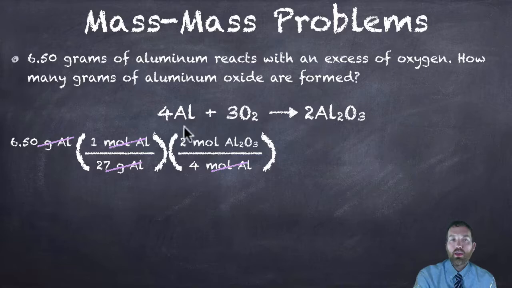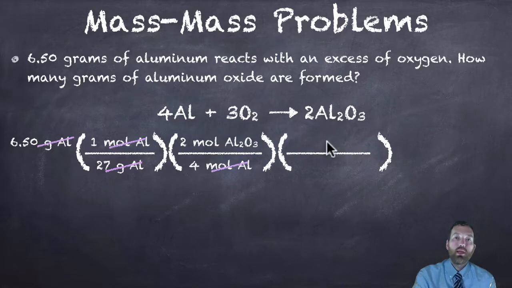That's close, but I don't want moles of aluminum oxide. I want grams of aluminum oxide. That's how I know I need to do my third and final step to convert to the final unit. I want to convert from moles of aluminum oxide into grams of aluminum oxide right here. So I'm going to put moles of aluminum oxide on the bottom and 1 mole of aluminum oxide. I want to figure out how many grams I have.